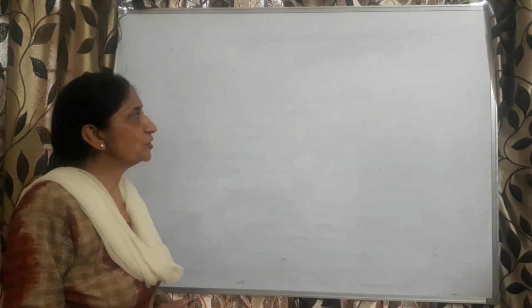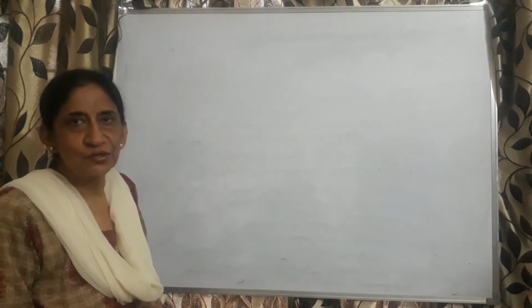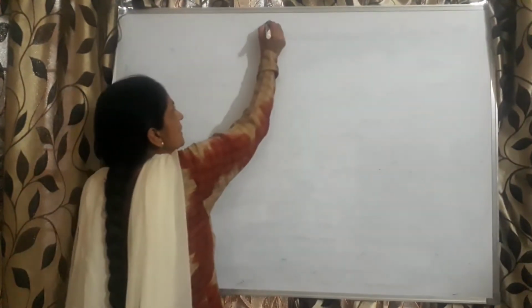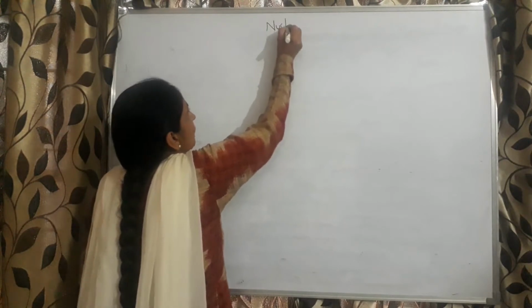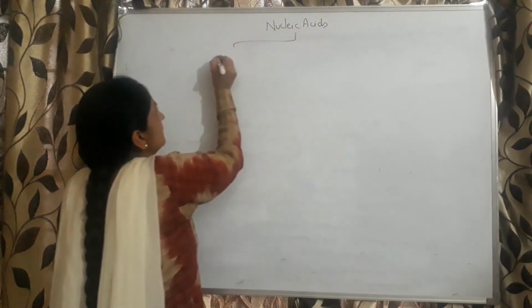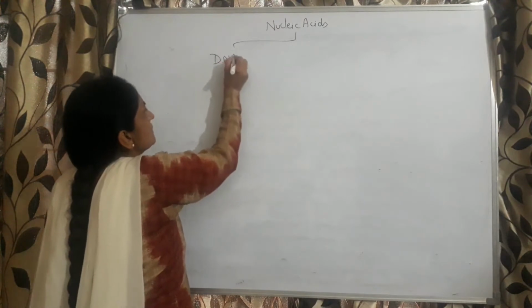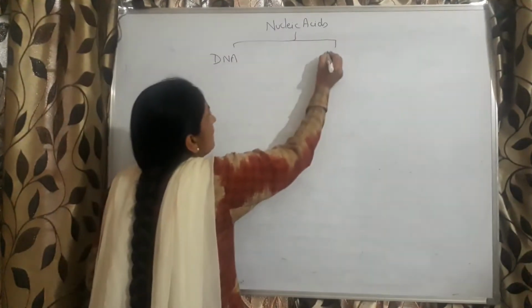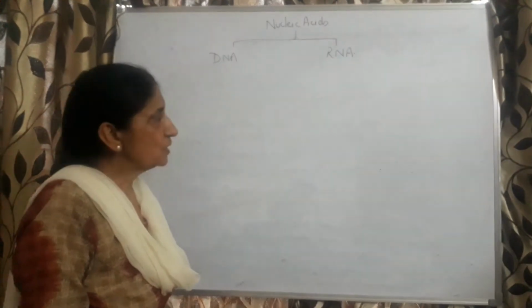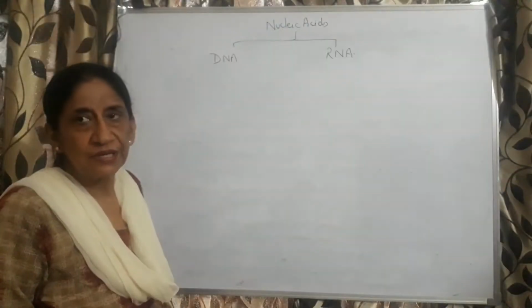In the first video we have studied the different components of nucleic acid, that is, nucleotides. Nucleic acids are of two types, that is, deoxyribonucleic acid, that is DNA, and ribonucleic acid, that is RNA. In this lecture we will study the structure of DNA.